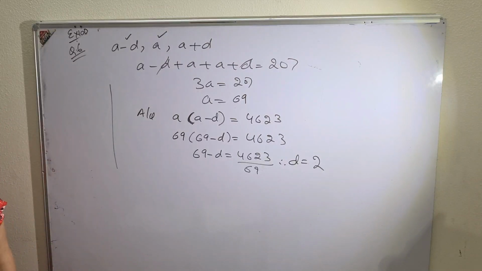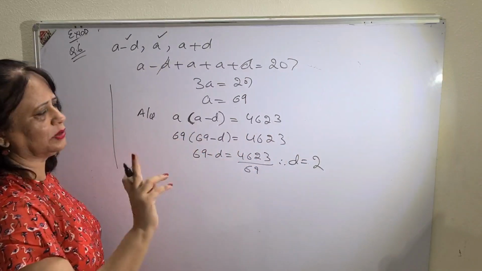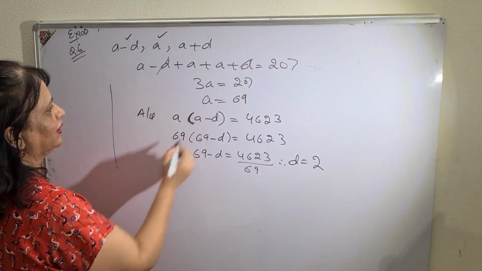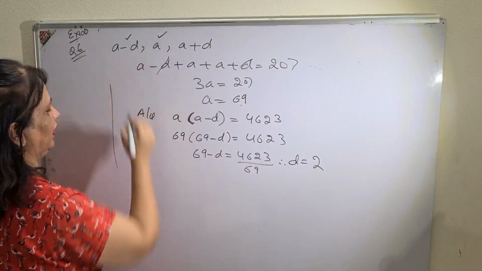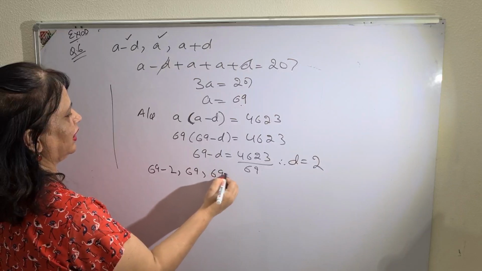So children, I got the value of d equal to 2. So of the 3 values, I have only one, d is equal to 2, I have got, no plus, no minus. So my answer will be a is 69. So first will be 69 minus 2, then 69, then 69 plus 2.